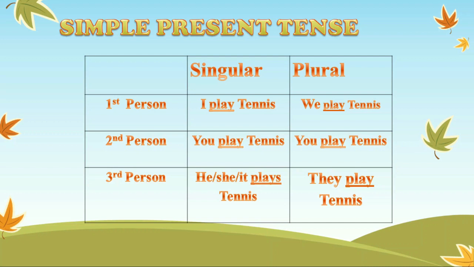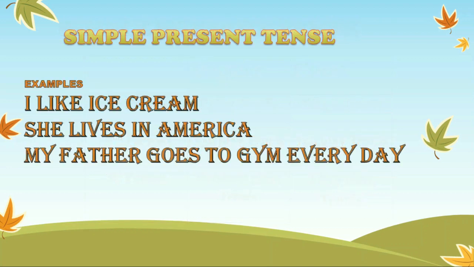So, the rule says that in simple present tense, we have to use the first form of verb and s or es is added to the third person singular number. Now, let's see the examples here. I like ice cream. In this sentence, first person singular and the first form of verb like is used here, and the sentence becomes I like ice cream.